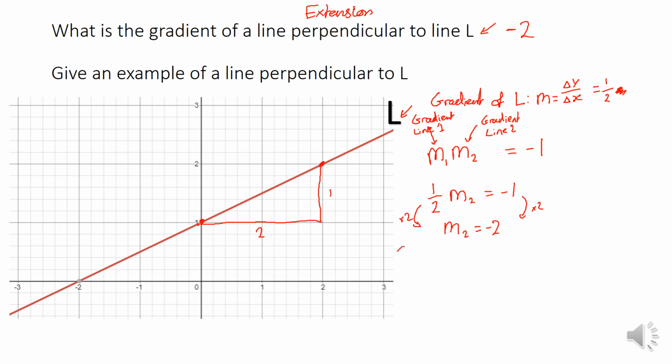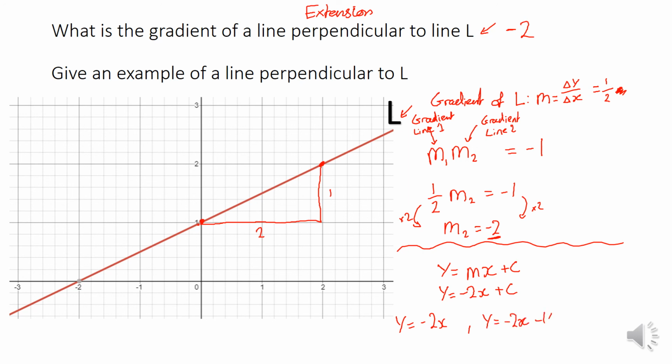Now, for the second part, it's asking us to give an example of a line perpendicular to L. So we've got y equals mx plus c. And we know that to be perpendicular to L, it has to have a gradient of minus 2. So it's going to be y equals minus 2x plus c. Again, like the one before, we can have any line with a gradient of minus 2. So we could have y equals minus 2x with c as 0, so it'd just be y equals minus 2x. You could have y equals minus 2x minus 100, or you could have y equals minus 2x plus 10.